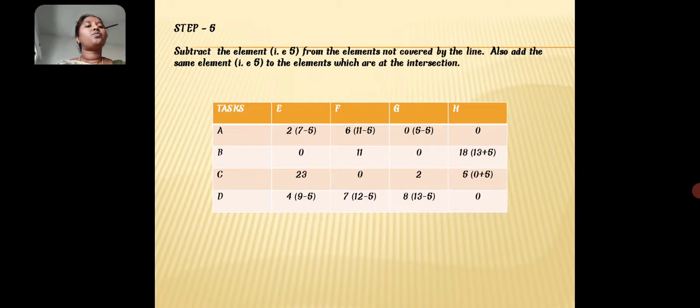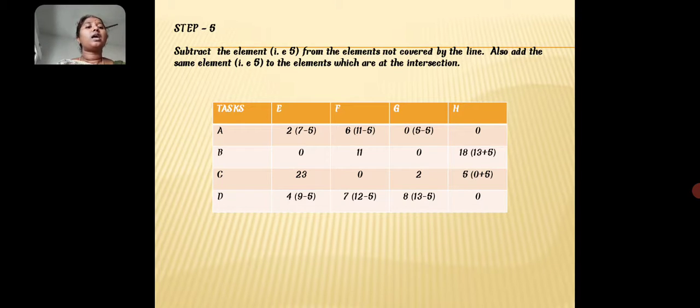Now, first row, first column: 7 minus 5 is equal to 2, and second column: 11 minus 5 is equal to 6, and first row, third column: 5 minus 5 is equal to 0. Then the line intersection places are second row, fourth column and third row, fourth column. So we add it. Already we have the value 13, so 13 plus 5 is equal to 18, and 0 plus 5 is equal to 5.